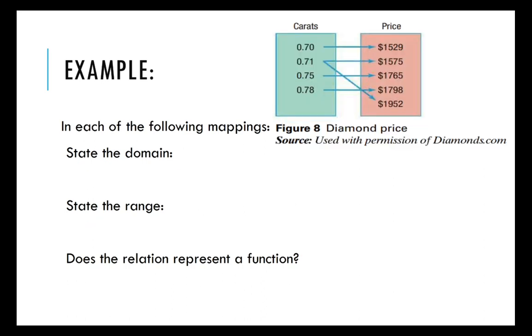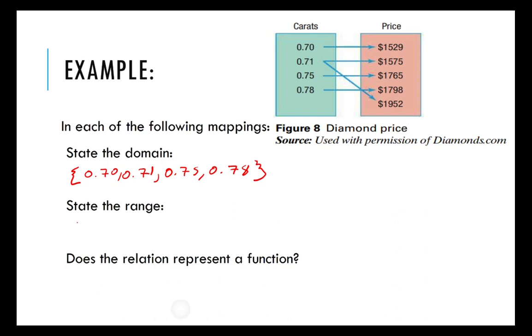Our next mapping, we want to do the same. So this is carats related to price when talking about diamonds. First, let's state the domain, curly brace. So the carats are 0.70, 0.71, 0.75, 0.78. That is our set of inputs, the domain.